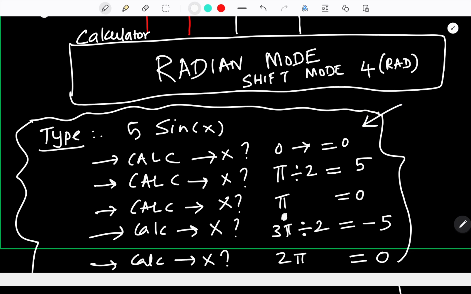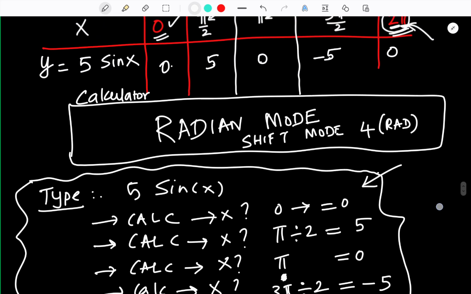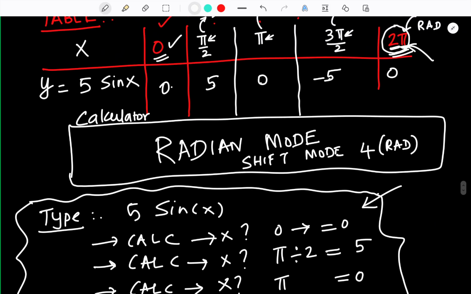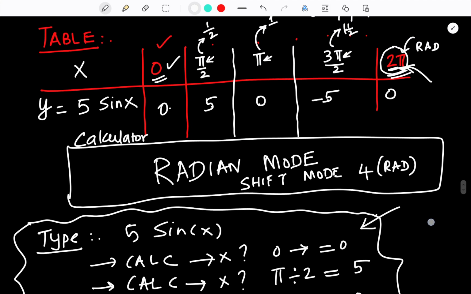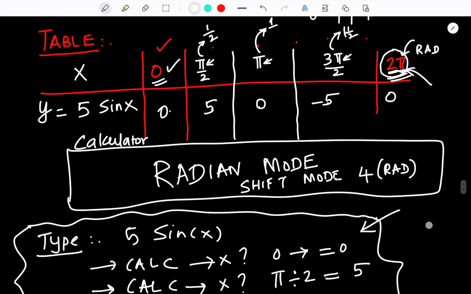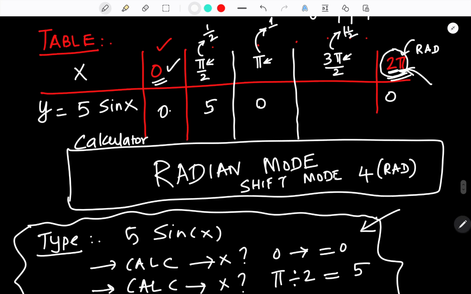I cannot share the screen of the calculator while the recording is going on. Surely I'll find it out one day, and then I'll share the calculator screen also with you. That's why I'm writing all these details for you. So now you got the table values: 0 is 0, pi by 2 is 5, pi is 0, 3 pi by 2 is -5, and 2 pi is 0. Okay, you got the values.